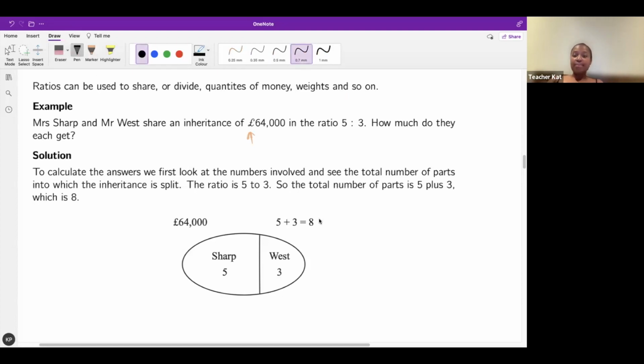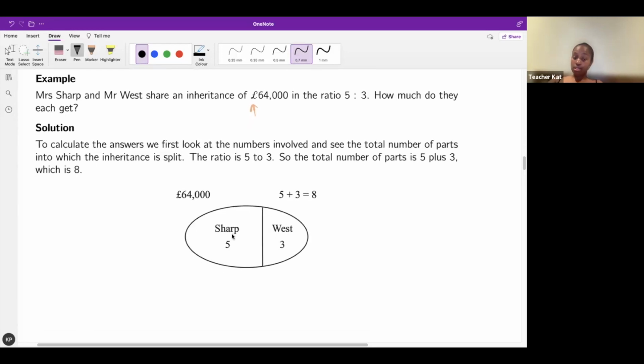So Mrs. Sharp and Mr. West share an inheritance of 64,000 pounds. They share that in the ratio 5 to 3. How much do they each get? Now they have started the solution here for us. I want us to look at our little egg over here. This is figuratively the whole inheritance, and it's going to be split into two parts. One part is 5 and the other part is 3, because Mrs. Sharp has to get 5 parts, and West has to get 3 parts.